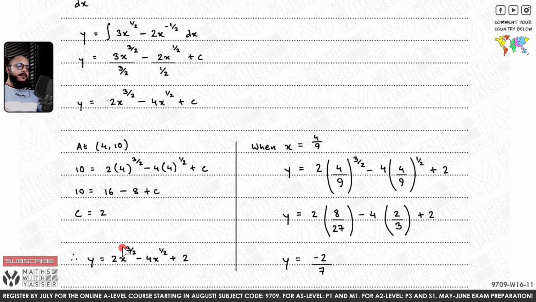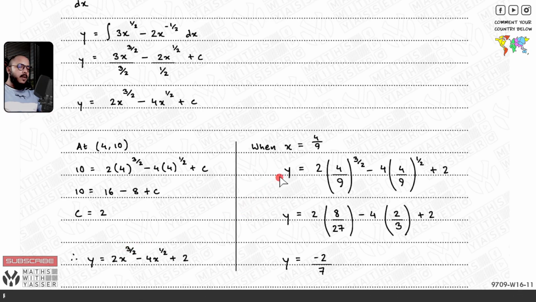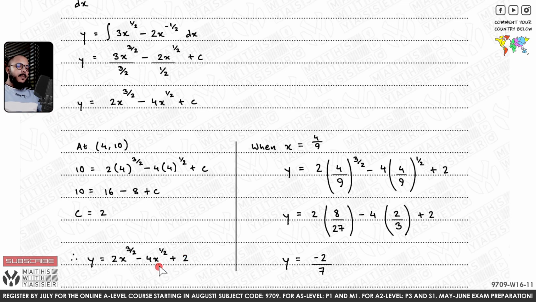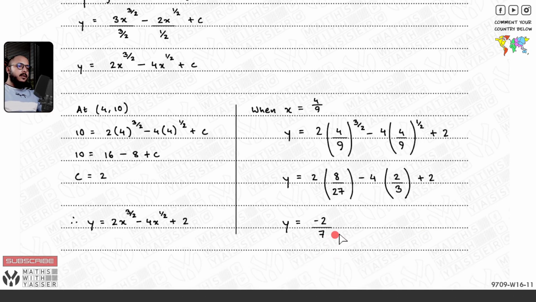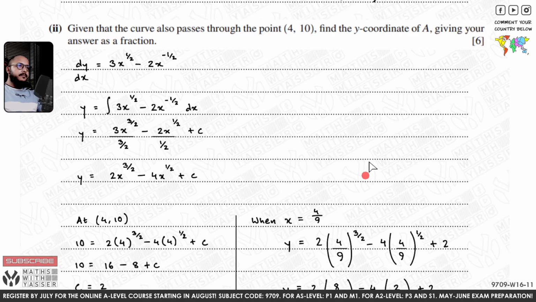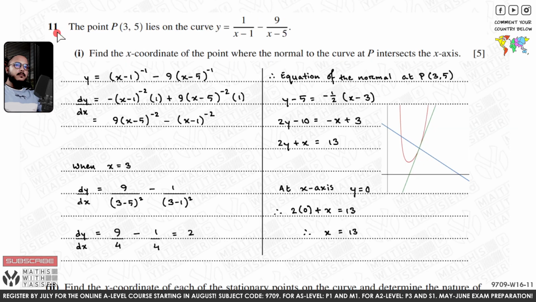We just have to find the y coordinate of A, which also lies on this particular curve. But we already know the x value for that point, so we can substitute it into this equation to find the value of y. So y equals 2 times (4 over 9) to the power 3 by 2 minus 4 times (4 over 9) to the power half plus 2. Simplifying this, we get 2 times 8 over 27 minus 4 times 2 over 3 plus 2. That gives us y equals negative 2 over 7. So this is the y coordinate of the point A that they are looking for.